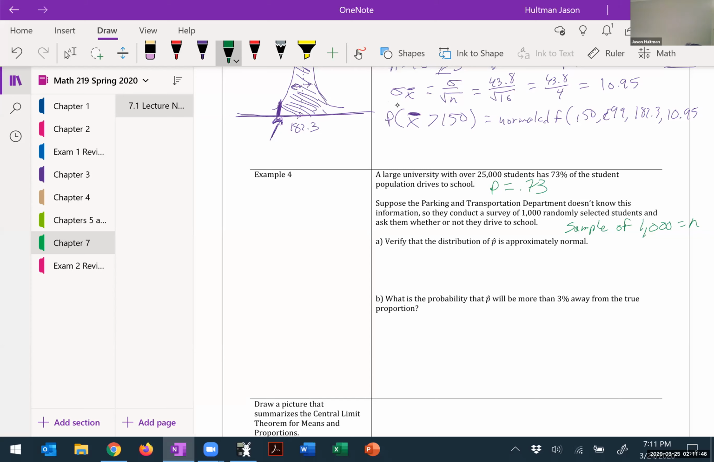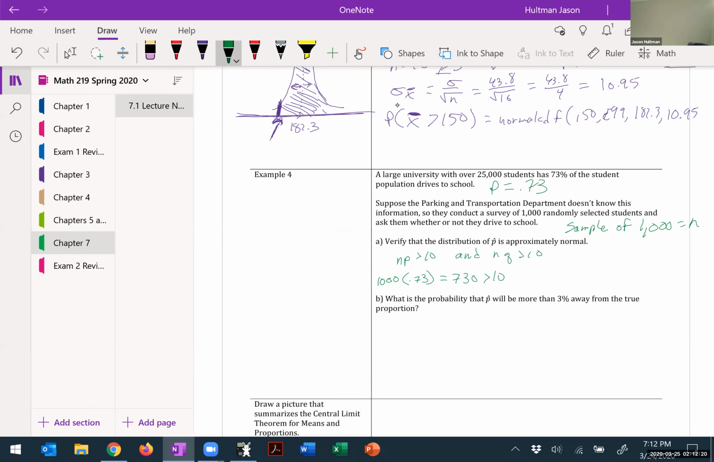Verify that the distribution of p hat is approximately normal. Okay, so is p hat approximately normal? So is n times p greater than 10, and is n times q greater than 10? Our sample size n is 1,000, so we have 1,000 times p, which is 0.73. If I multiply that together, that's 730, which is certainly greater than 10.